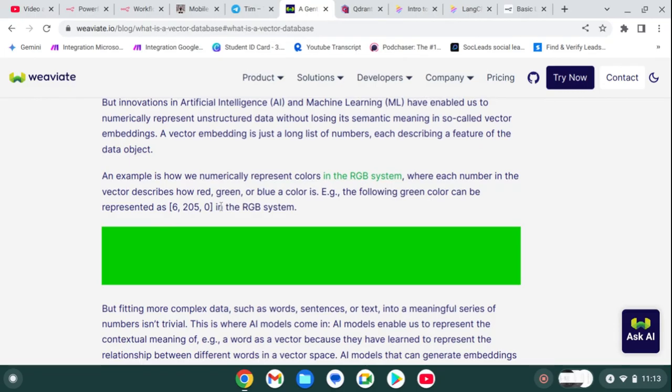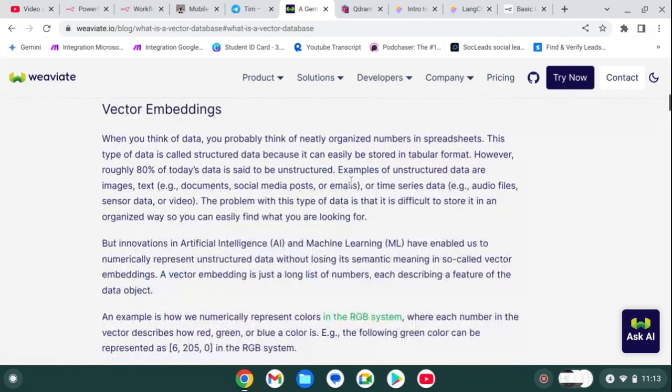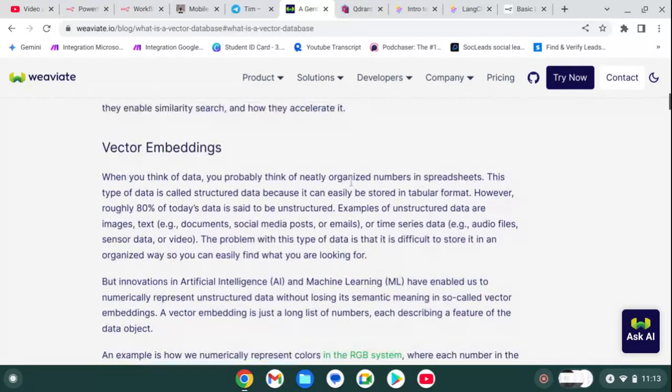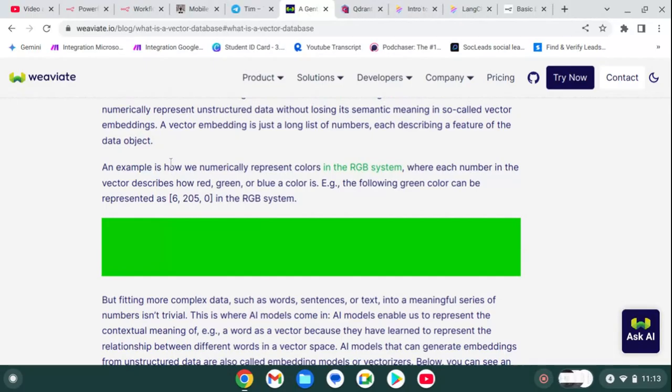For example, the following green color can be represented as 62050 in the RGB system. You can see how the vector embedding model works. Now let's continue.